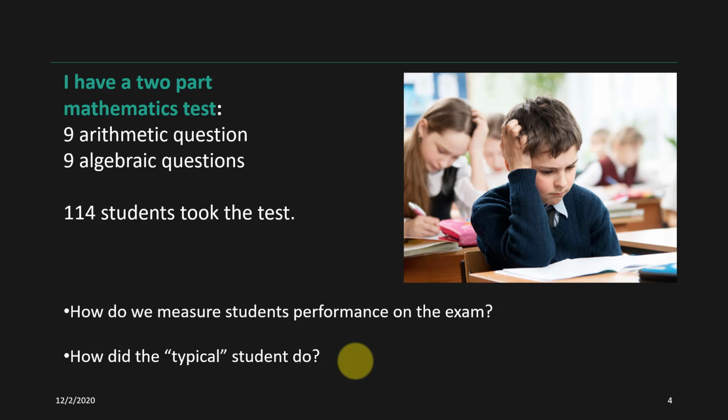So let's instead think about a hypothetical problem. We're going to talk about how we can describe the distribution of scores on a mathematics test. So let's say I've got my math test. It's got 9 arithmetic questions and it's got 9 algebraic questions on it. 114 students took the test, and I'm interested in looking at how students performed on the exam. So I might want to know, how did the typical student do, and did they generally do better at the arithmetic, or did they do better at the algebra? So I can calculate different measures of central tendency to get a summary of the scores for all of these different students.